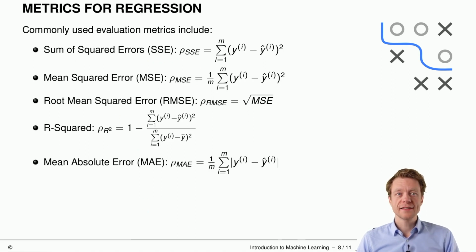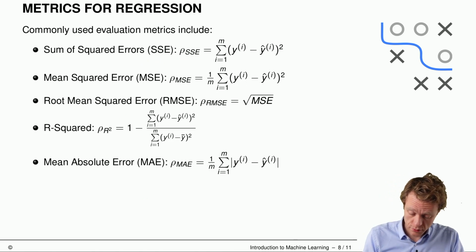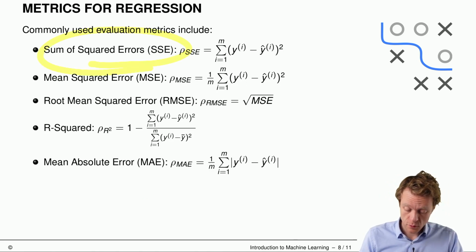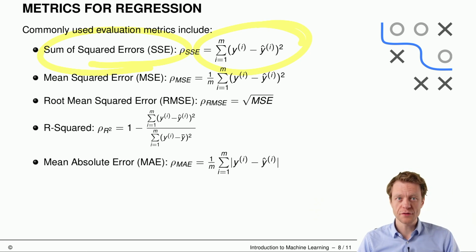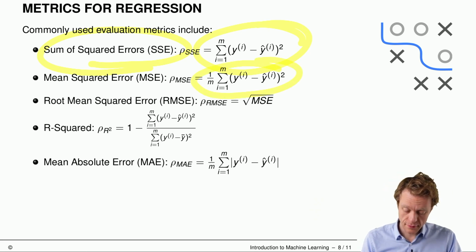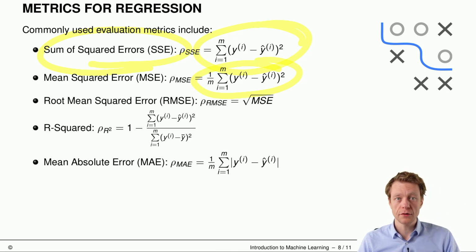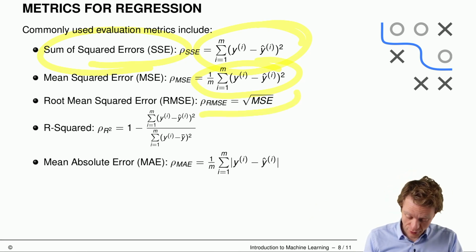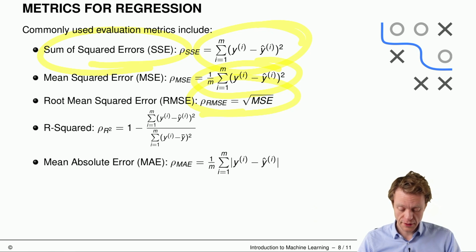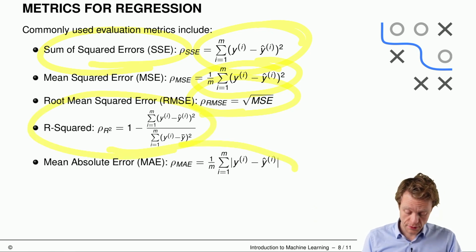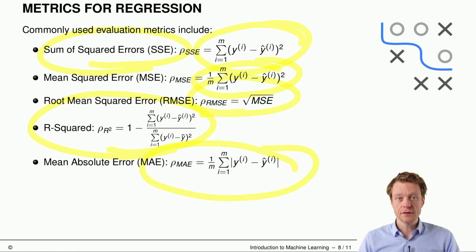Okay, then let's see some metrics for regression. Perhaps you already know the sum of squared errors, just the sum of the squared residuals, y minus y hat. You can take the mean instead of the sum, then you have the mean squared error. You can take the square root of the MSE, then you have the root mean squared error. You can also compute the R squared value or the mean absolute error, which is just using the L1 loss and then taking the mean of all those L1 losses on test.